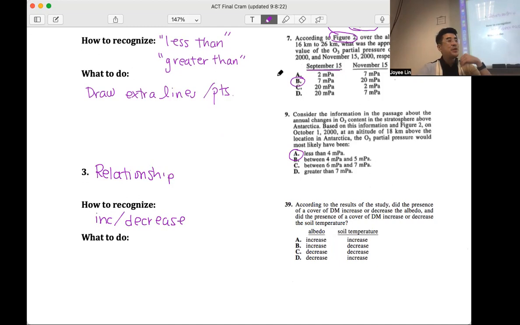What do I do? I'm always establishing the relationship early in the passage, right? Before I even get to the question, I draw my arrows, right? Oh, this one's going up. They're going up together. Oh, they're going opposite, right? So you've got to check out the relationships early.